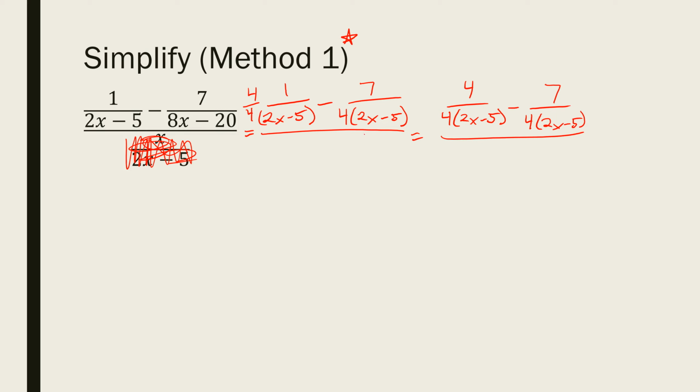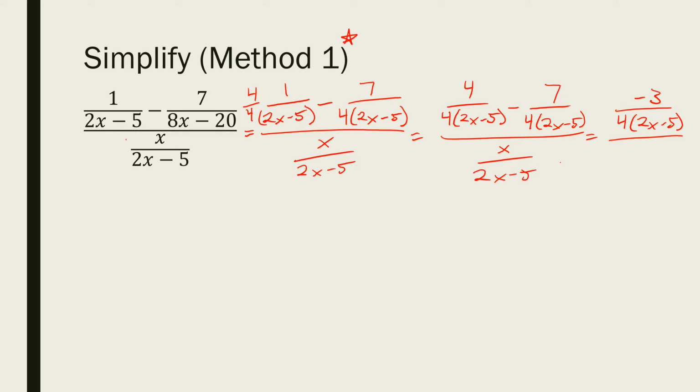And notice I'm leaving a gap at the bottom here because there is actually a fraction down there. Anyway, the point is, when I subtract these two fractions, I'll get negative 3, subtract the numerators, over 4 times (2x minus 5), leave the denominator the same. And that is now one fraction on top of my really big fraction. But of course, on the bottom, I still have this x over 2x minus 5. This has just been hanging out here the whole time. x over 2x minus 5.